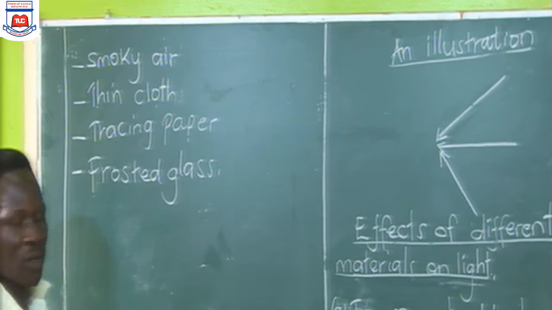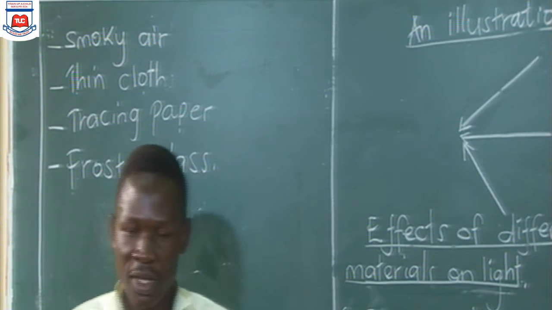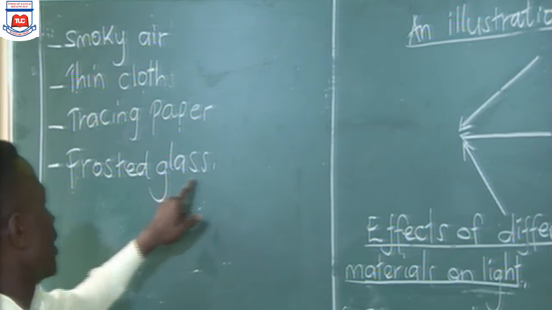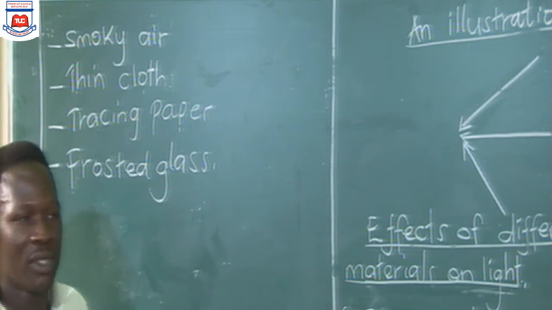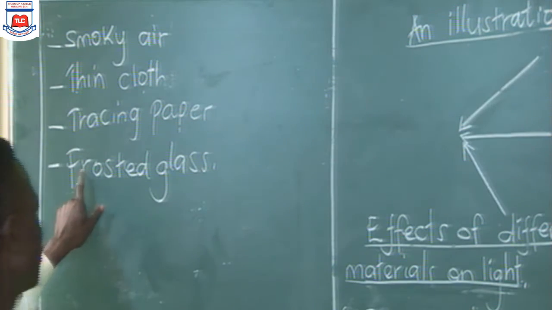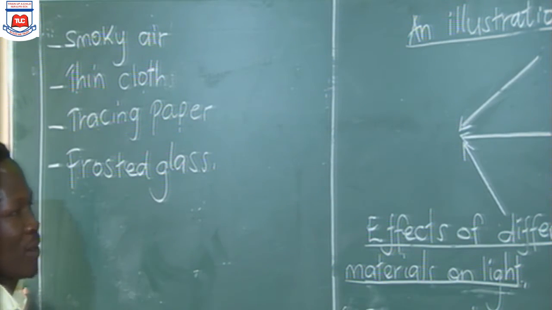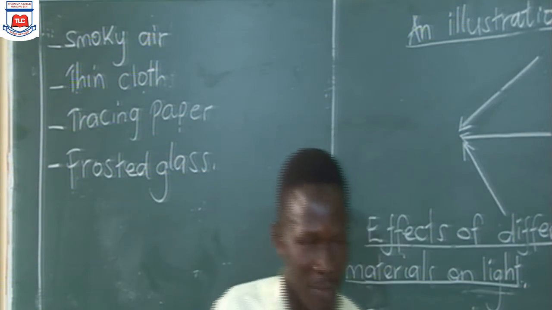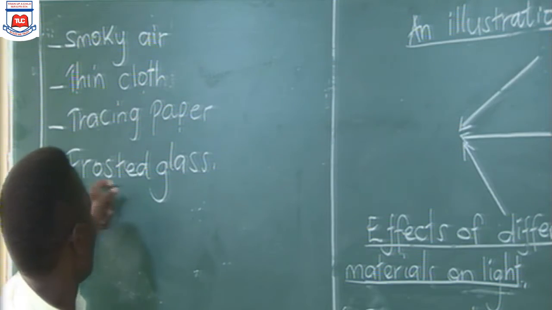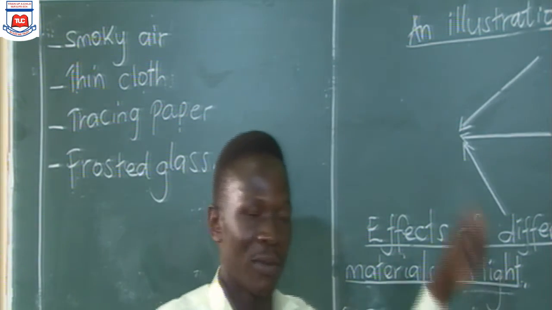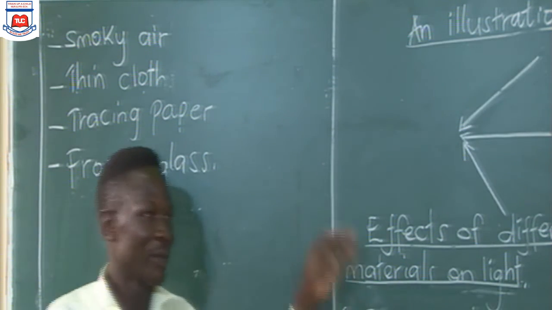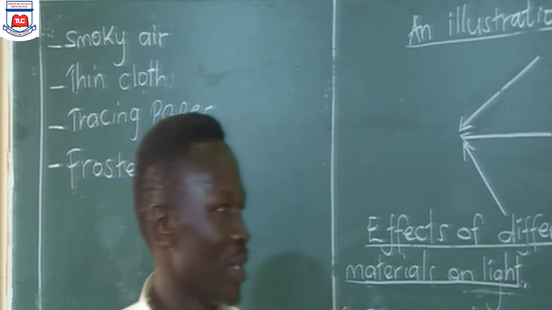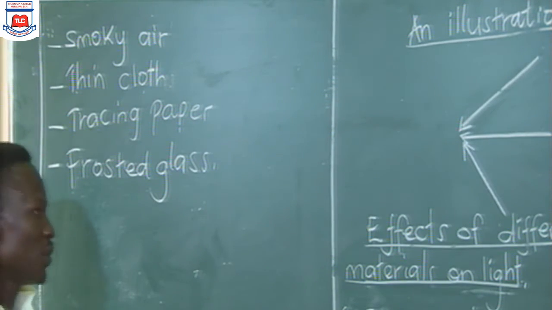Then you have tracing paper. You get a piece of paper and you apply some oil and maybe you want to trace something like a map of Uganda. That paper can allow very little light to pass through it. Then we have frosted glass. These are glasses people use on the windows of bathrooms, especially for privacy. They allow very little light. Why? Because if someone is bathing, we do not want the people outside the bathroom to peep through and see their nakedness. We also use them in windows of toilets, but mostly bathrooms, so that people outside do not have access to seeing you bathing.